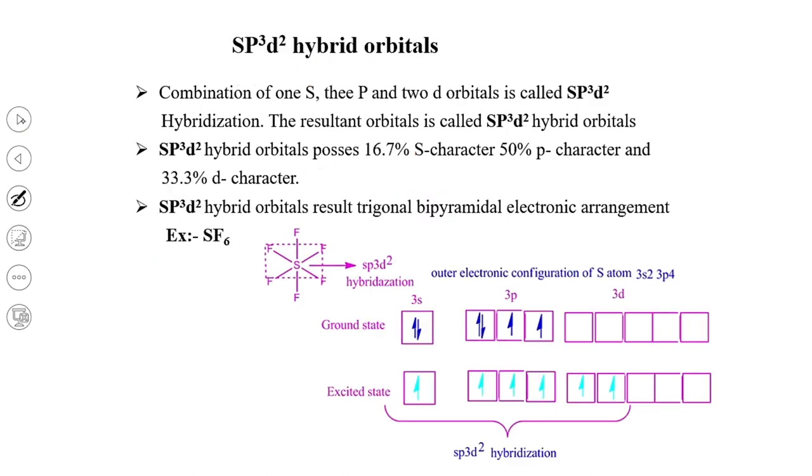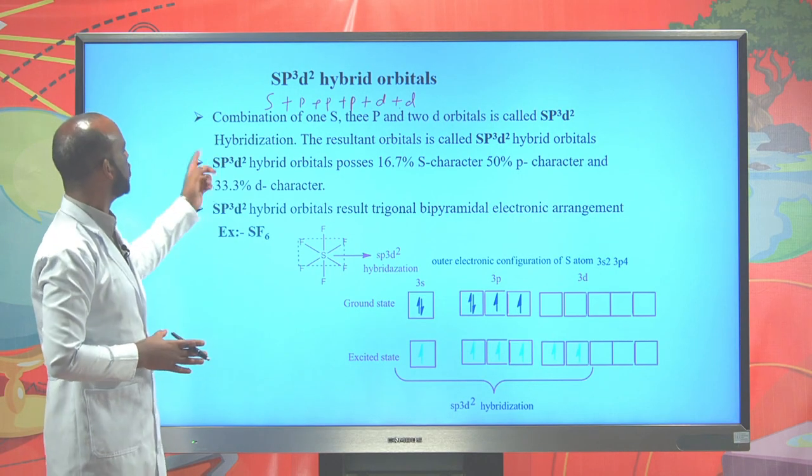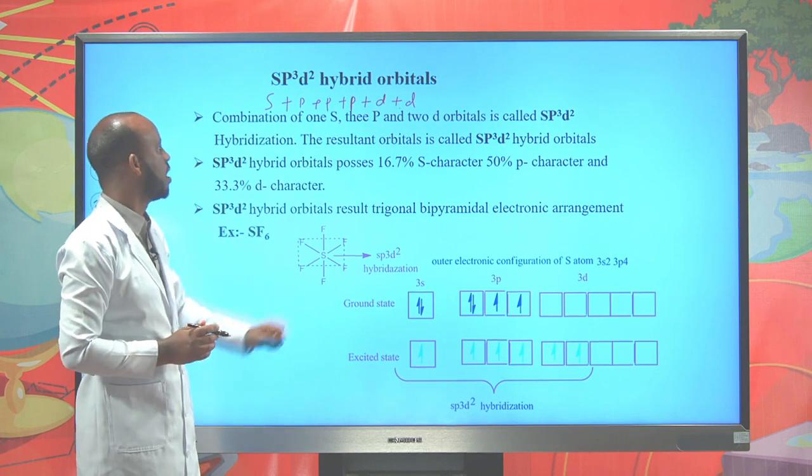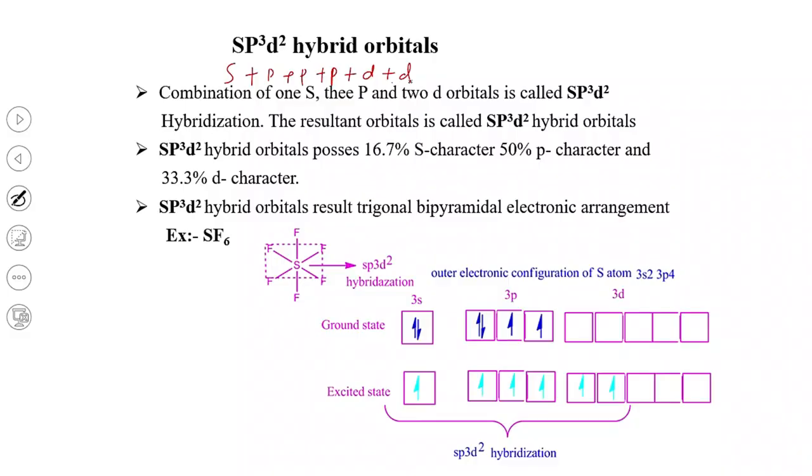sp3d2 hybrid orbitals. Combination of 3s, 3p, and 3d orbitals result in the formation of sp3d2 hybrid orbitals. sp3d2 hybrid orbitals possess 16.7% s character, 50% p character, and 33.3% d character.